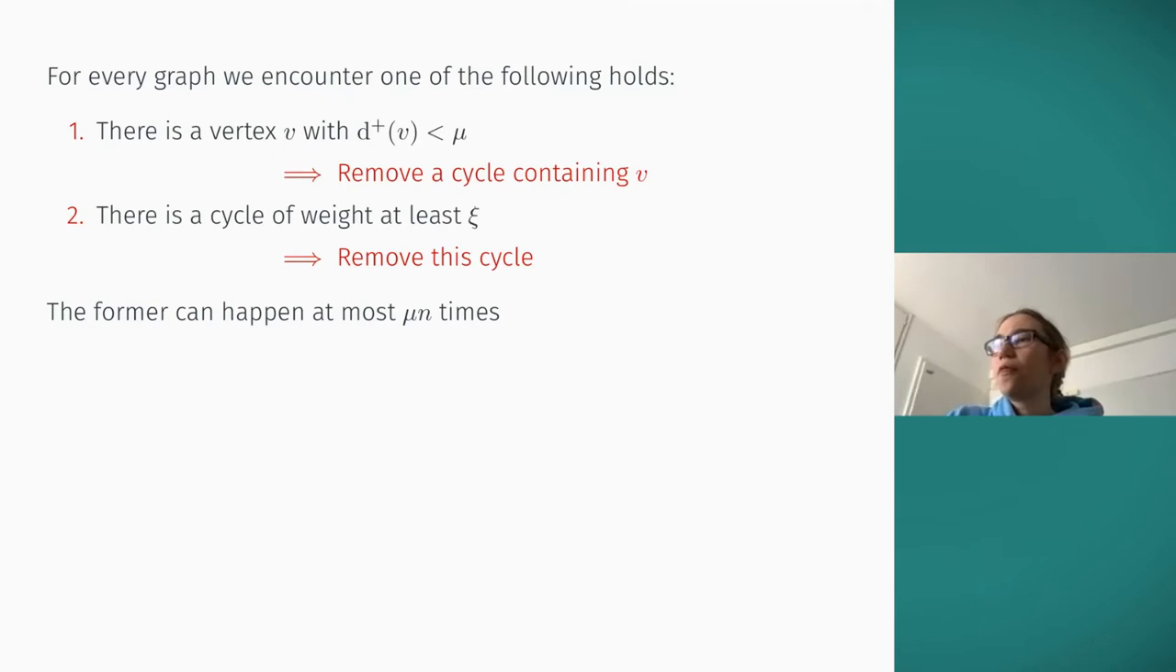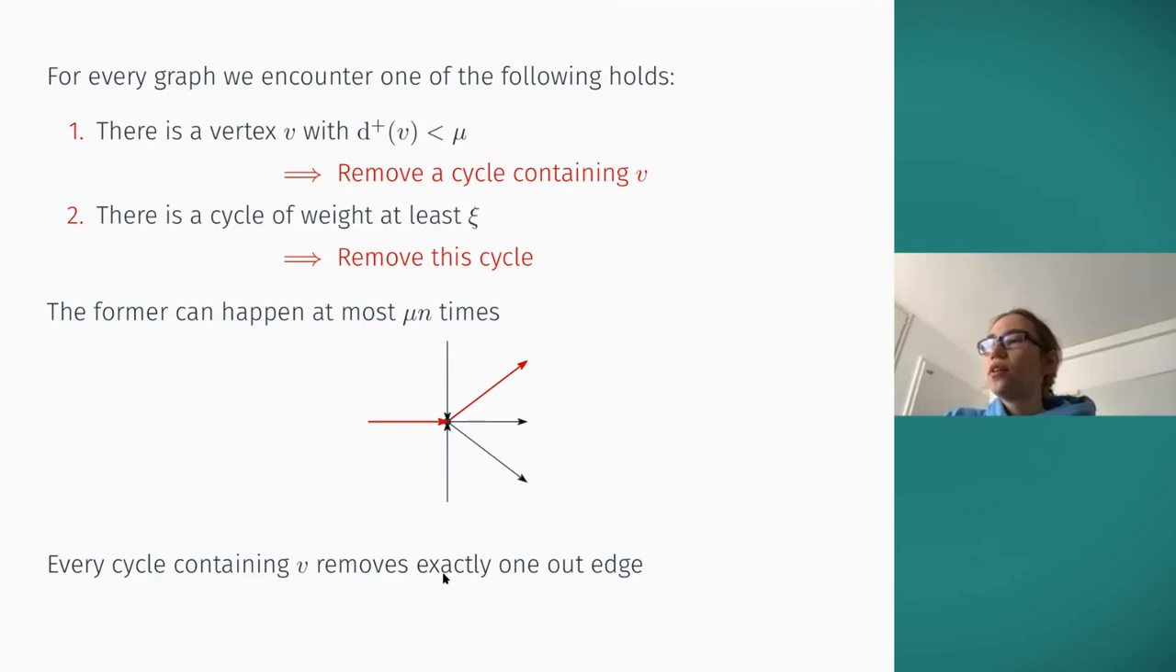One of the important observations is that the first case can only happen mu times n times. Why is that? Whenever you do this, you remove a cycle that goes through a low degree vertex, so you remove an out-edge at that vertex. A vertex can only be low degree if it has degree at most mu, and every time it is the low degree vertex, you remove a cycle, so its out-degree gets decreased by one. So it can only be the low degree vertex at most mu times. In total, this happens at most mu times n times.